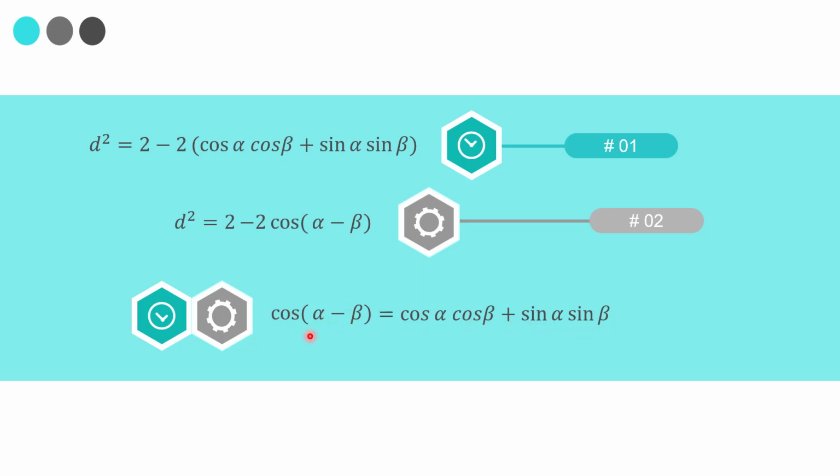So later we can use this formula to calculate cos, for example, 60 minus 45. You substitute alpha, for example, with 60 and beta, for example, with 45, and you can calculate cos 15. Let's see the example later.